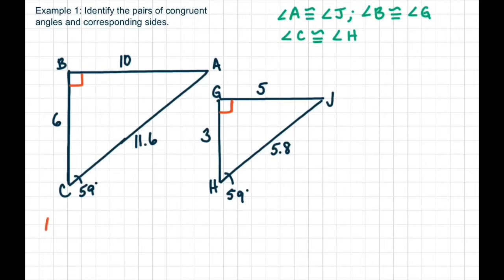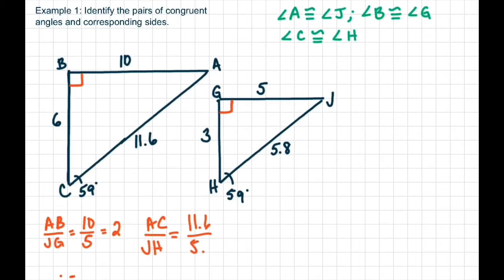I'm going to rewrite that here. AB and JG gives me 10 over 5, and it's like saying 10 divided by 5, which reduces down to 2. Then my next set of corresponding sides is AC, and GH. So that's AC over JH, so 11.6 over 5.8. That also comes down to 2.